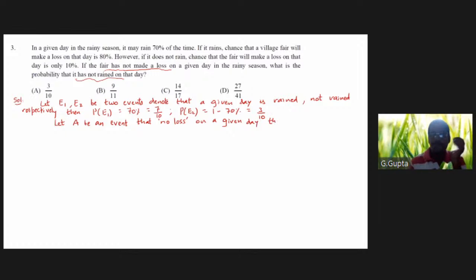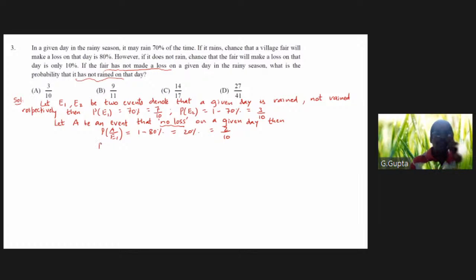Then P of A given E1. What does it mean? If it is rained, then the village fair has no loss on the rain day. How much? See here. If it rains, the chance that a village fair will make a loss is 80%. But here it is asking no loss. So no loss means 100% minus 80%. 100% means 1. So this is 20%, that means 2 by 10.